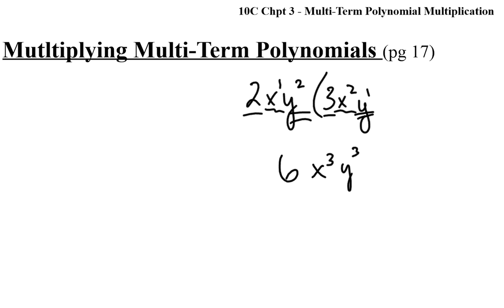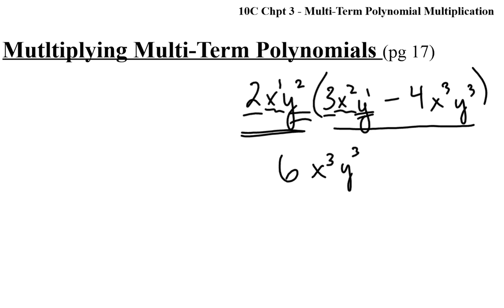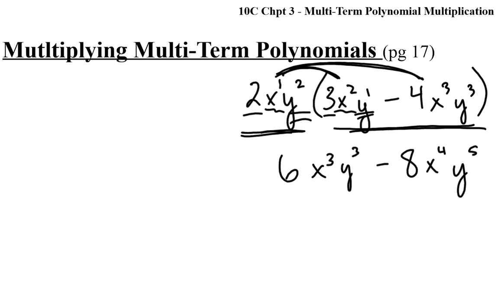If, though, we had a monomial times a multi-termed polynomial, we just have to make sure we distribute. After doing the initial monomial times monomial, we would do the second one. Multiply coefficients, add exponents with like bases. So that was multiplying monomials by multi-term polynomials.